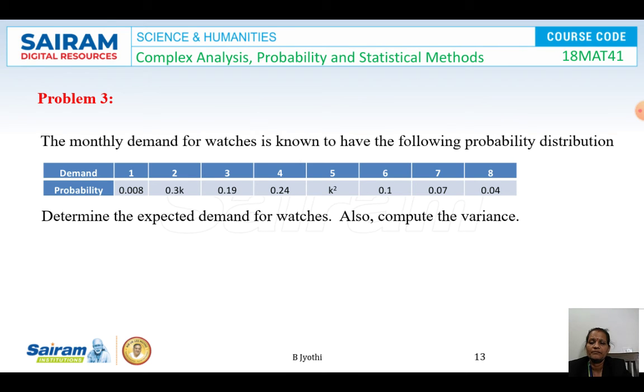Next problem. The monthly demand for watches is known to have the following probability distribution. Demand is 1, 2, 3, 4, 5, 6, 7 and 8, and the probabilities are 0.08, 0.3k, 0.19, 0.24, k square, 0.1, 0.07 and 0.04. Determine the expected demand for watches. Also compute the variance.